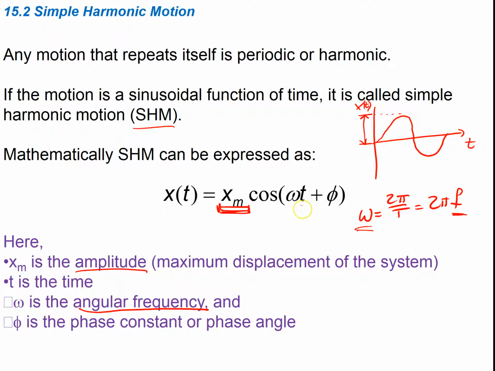And then of course t is going to be the time, and time is going to be progressing forward, so at a certain time, the position is going to be changing. And then this phi is going to be our phase constant.